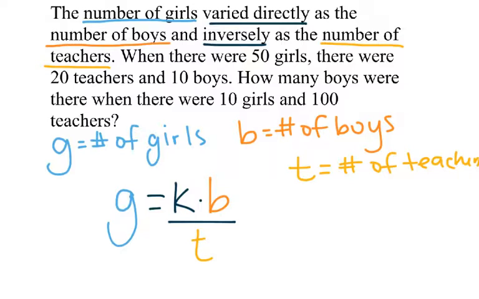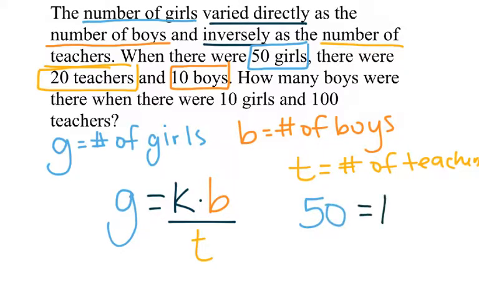Okay. So then the next sentence is going to be how we figure out our K value. So I'm going to underline that and color code and then talk about it. Okay. So sometimes they change the order. Just make sure that you're plugging them into the right places. So there are 50 girls. I'm going to do that in blue. There are 10 boys. I'm going to do that in orange. And there are 20 teachers.